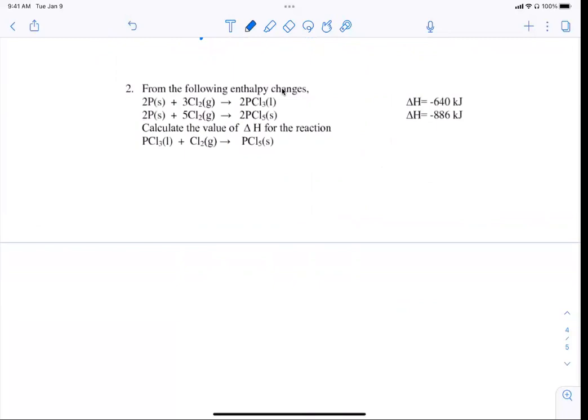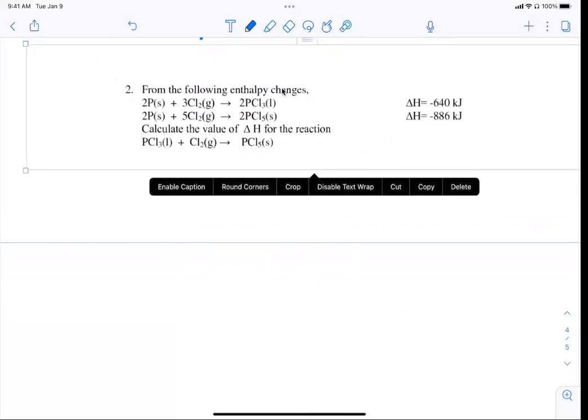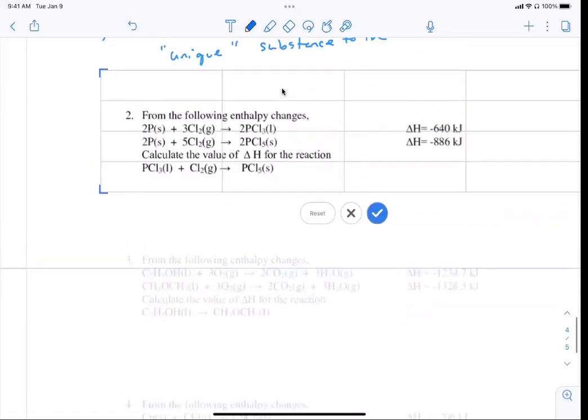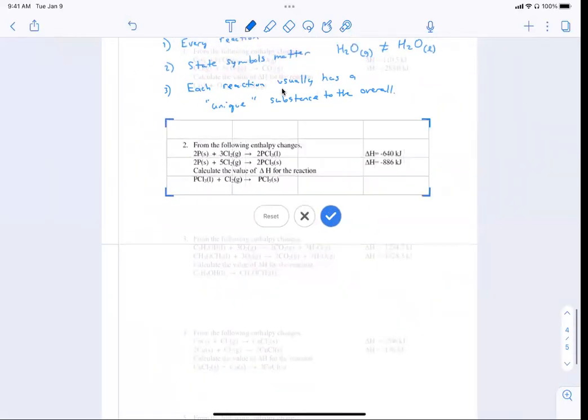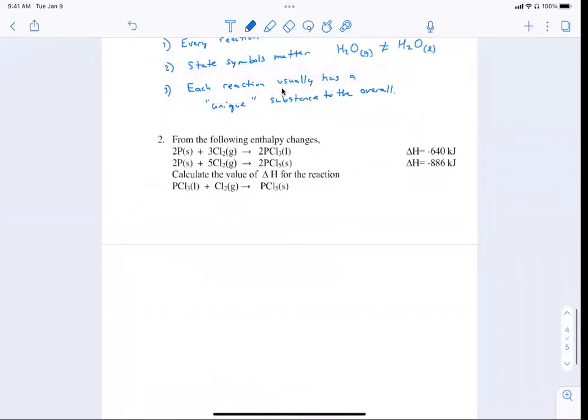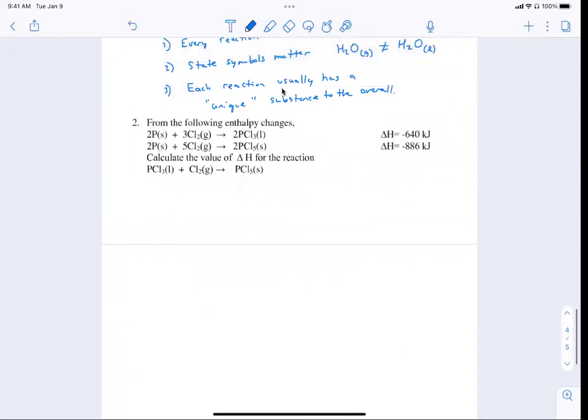Let me zoom in a little more. Exactly right, Marina. So you don't have a choice in what you do, and so therefore that'll make things easier for you because it will all work out based on that. So here you see that PCl3 is only in this reaction, only that reaction. So you have to make it match.